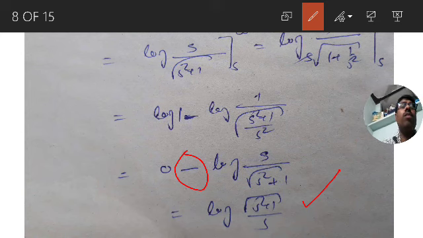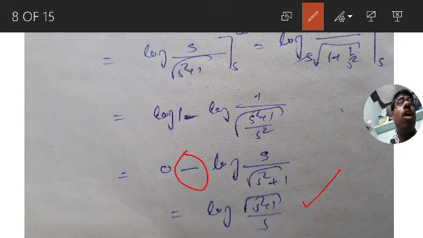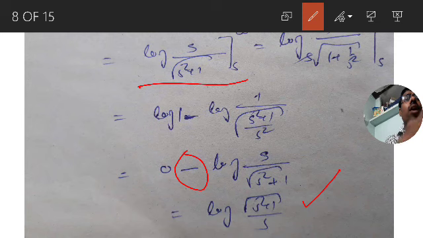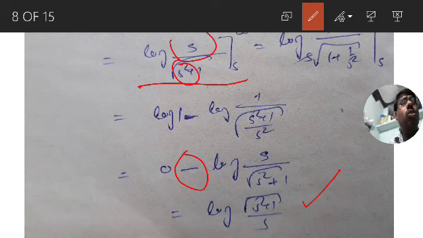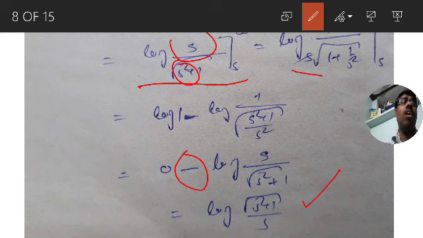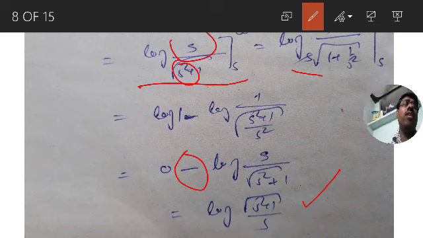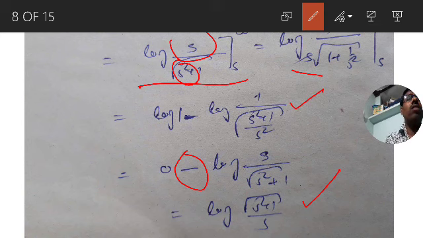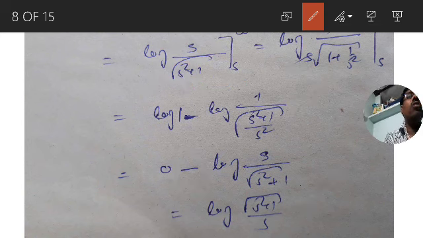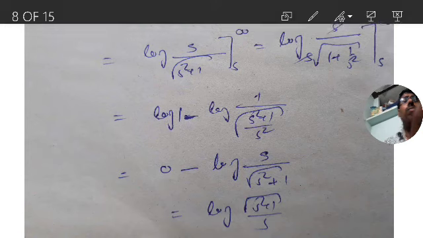Are you able to get it? As in the previous problem, the third problem, if you apply the upper limit here, infinity by infinity, you will get an undetermined form. So take s common and cancel, so that you can avoid that undetermined form. Then you can simplify this. That's it guys. So this is my problem.